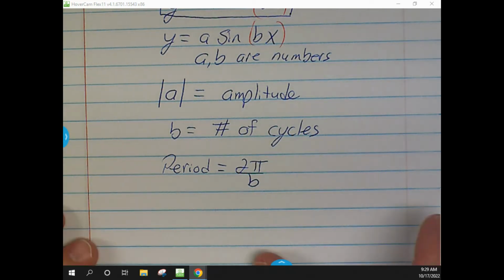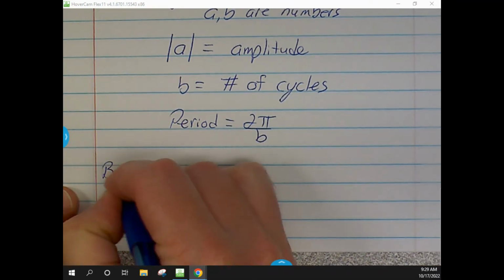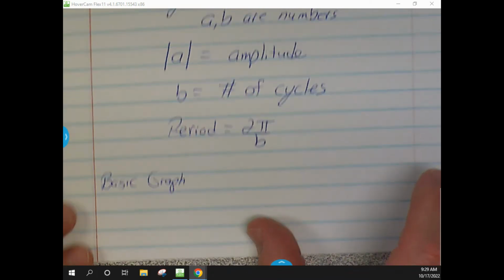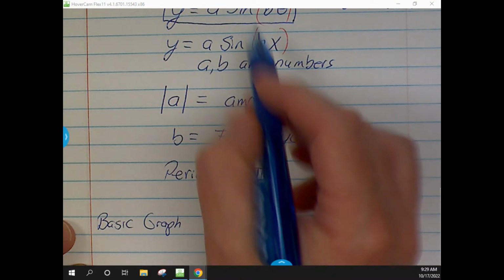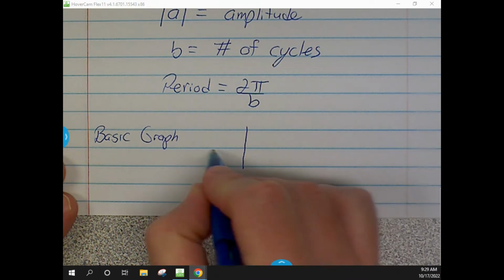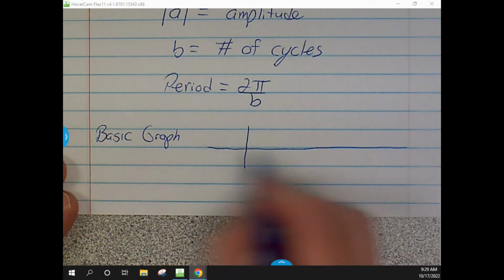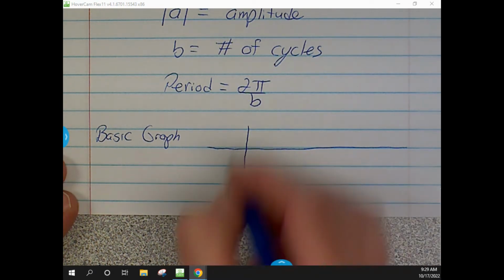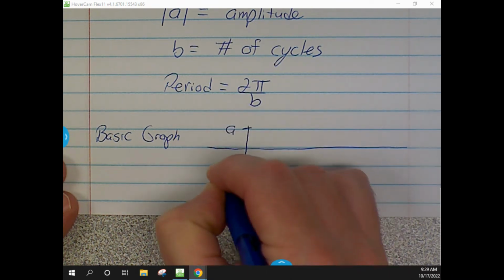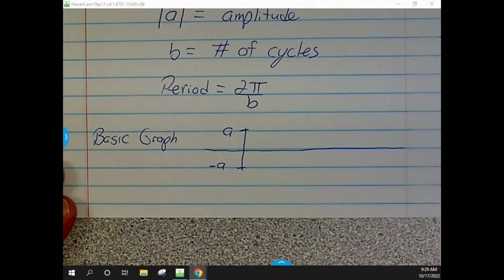Okay, now here's where you get to draw a little bit of a graph. We'll do a basic graph of y equals a sine bx, or y equals a sine b theta, whichever one it is. Basically, just draw an xy axis, but stretch out the right-hand side really far. The top and the bottom, that's a or negative a. That's going to tell you how far up or how far down you're going to go.